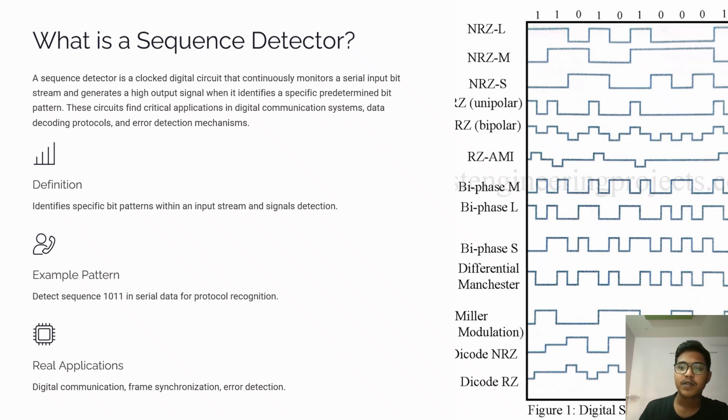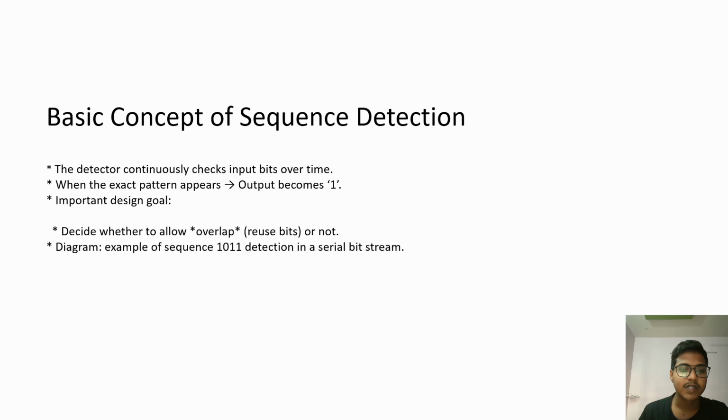Next is the basic concept of sequential detection. The working principle is simple: bits arrive one after another. The detector continuously checks whether the recent bits match the target pattern. When a complete match occurs, an output pulse is generated.